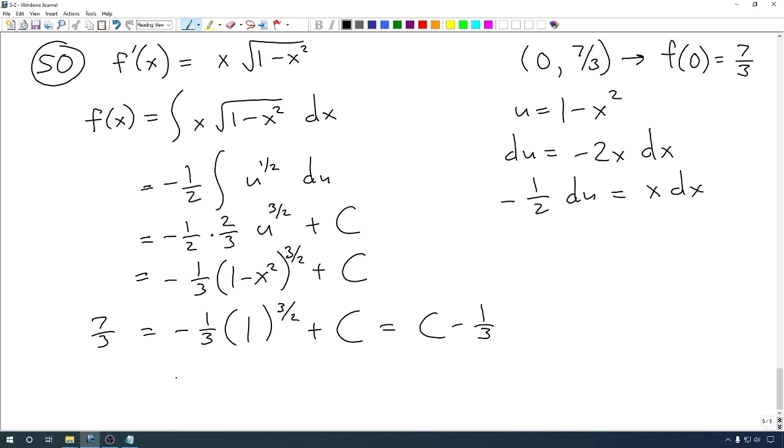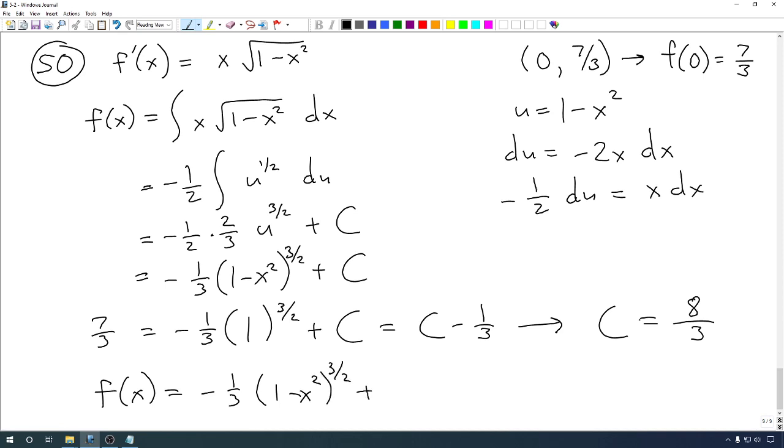If we add 1/3 to each side, 7/3 plus a 1/3 is 8/3. That means our function, f of x, is equal to negative 1/3, 1 minus x squared to the 3/2, plus our c value that we just found of 8/3. So finding the c didn't really change too much about how we actually approached the problem, just added an extra step at the end.